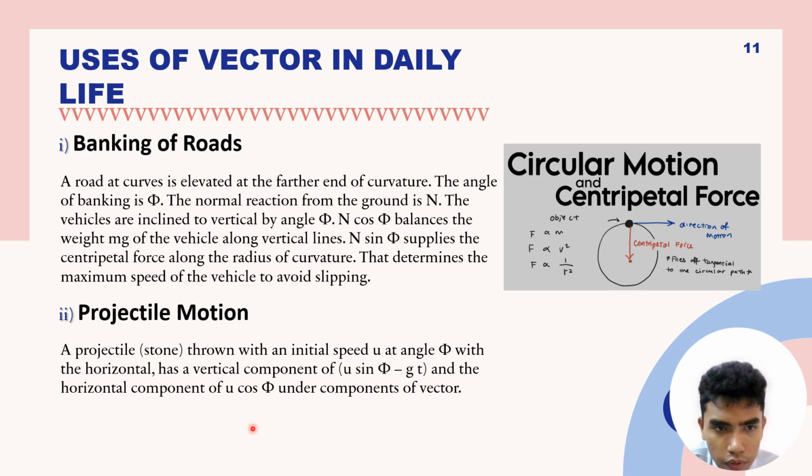Right here, first we have banking of roads. A road at a curve is elevated at the farther end of curvature. The angle of banking is theta. The normal reaction from the ground is N.